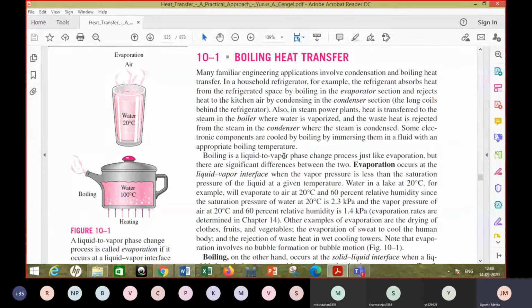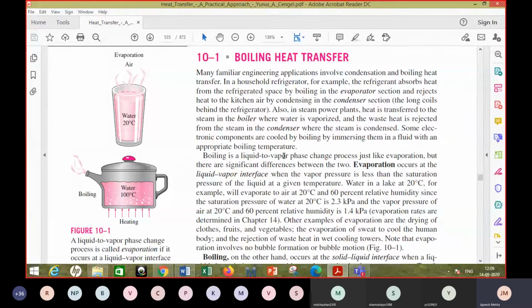Now, first of all, it may be important to understand the difference between evaporation and boiling. Here I am taking help of the book by Yunus Cengel. So almost a whole chapter will be based on the contents presented in this book. So first, it may be important to understand the difference between evaporation and boiling.